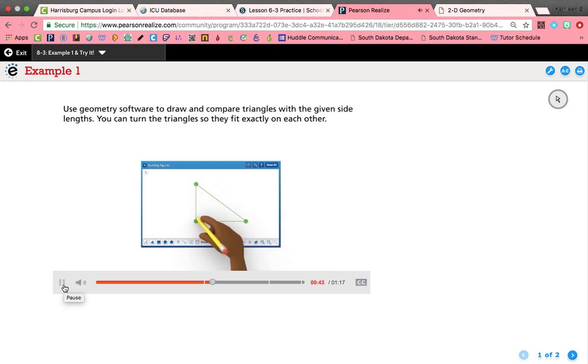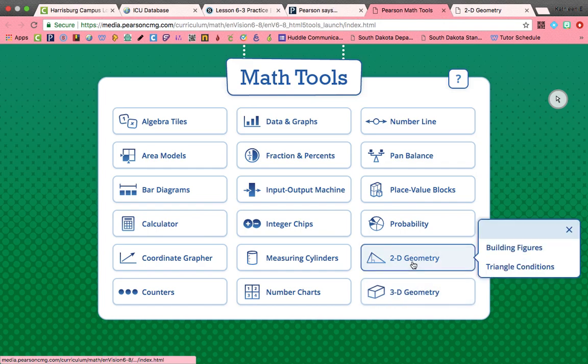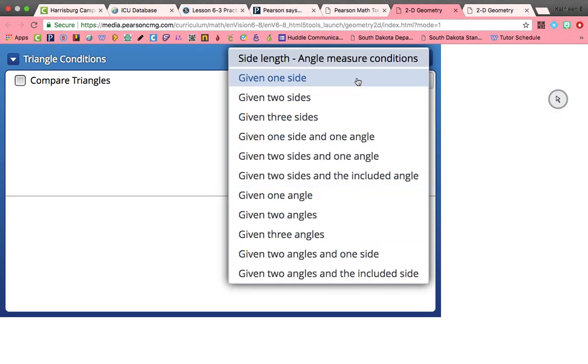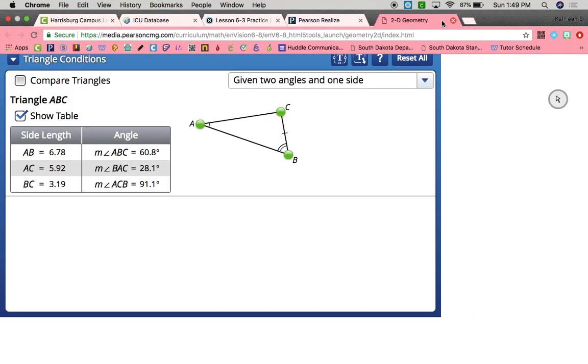Use geometry software to draw and compare triangles with the given side lengths. If you wanted to try this, let me know, because the Pearson has tools. So my math tools are up here. We're going to click on this. We would go to 2D geometry and we would do triangle conditions. In this drop down it says, what does a triangle look like given one side, or two sides and an included angle, or two angles and one side. You can play around with the software. I might just have to try to find it on the student side, but it's there if you wanted to play around with it. So I'm going to close back out of here.